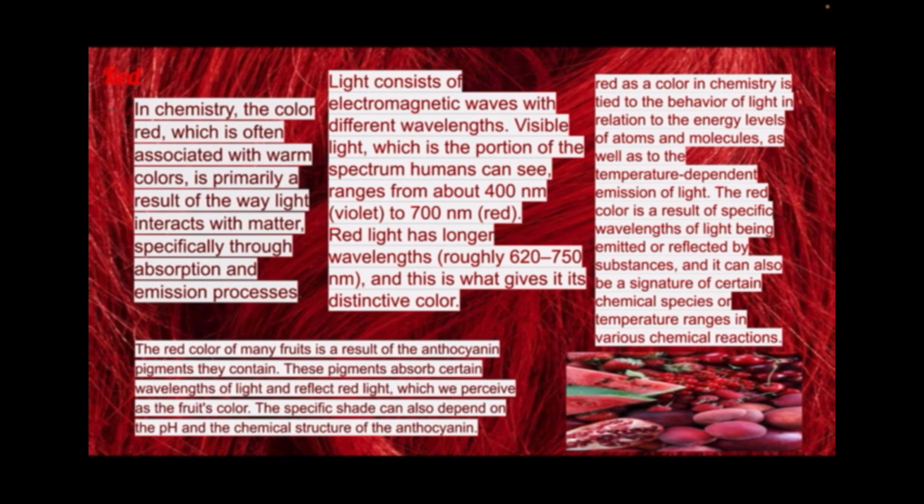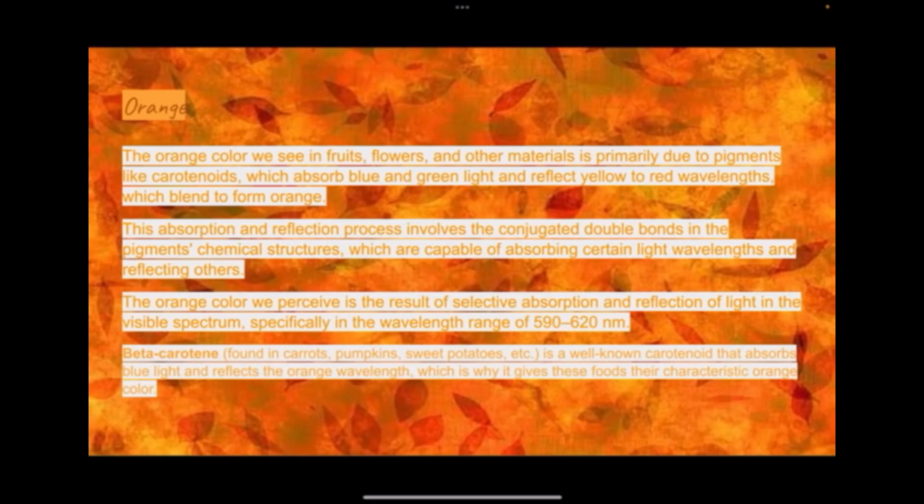Certain metal oxides, like iron oxide, produce red colors, often used in pigments and dyes. By the way, orange. The color orange we see in fruits, flowers, and other materials is primarily due to pigments like carotenoids, which absorb blue and green light and reflect yellow to red wavelengths, which blend to form orange.